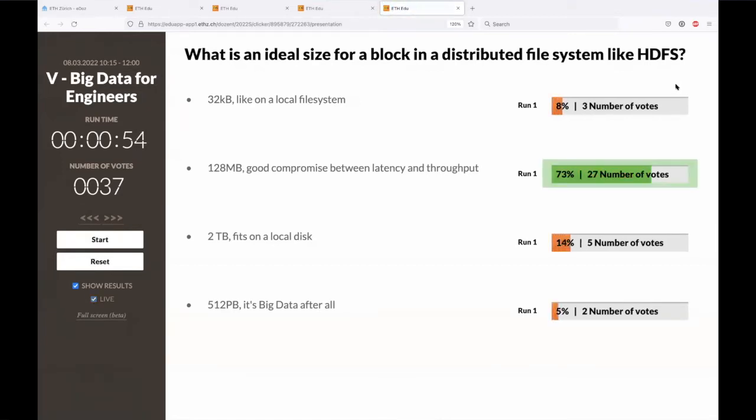And I love that. The majority is correct. It is indeed 128 megabytes. That is absolutely correct. It's basically not too small and not too big. Right? It's indeed meant as a compromise.